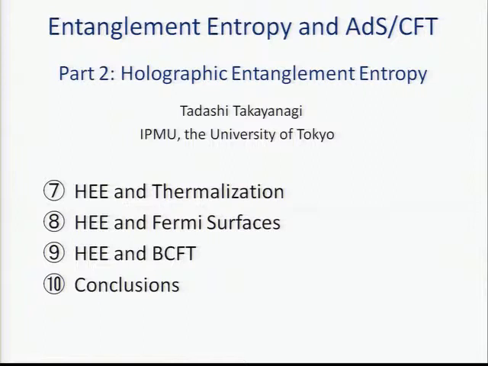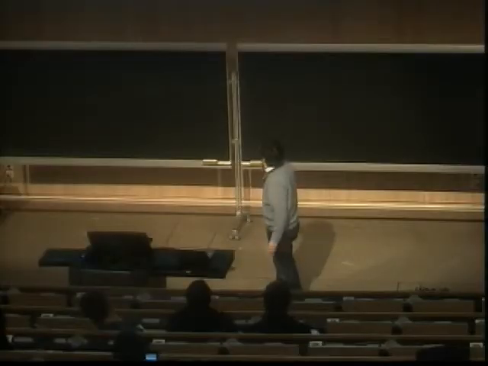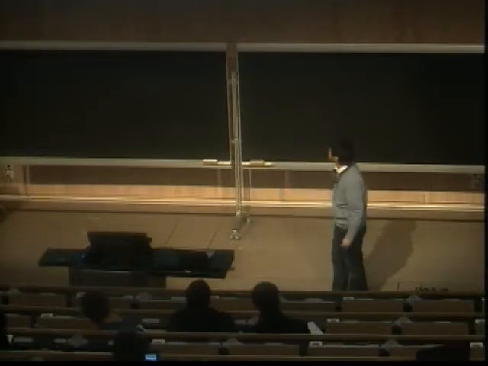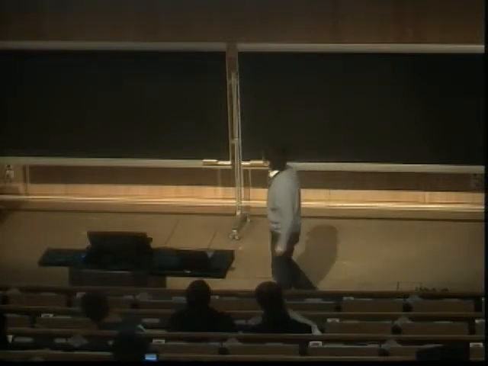Fermi surfaces. Fermi surface is a very important object in condensed matter physics, which describes some metallic phase. And we'll see what will happen if we apply AdS/CFT to this Fermi surface physics, from the viewpoint of entanglement entropy.